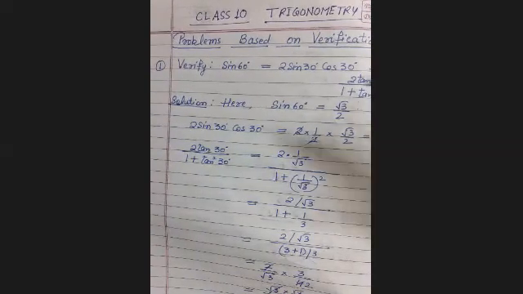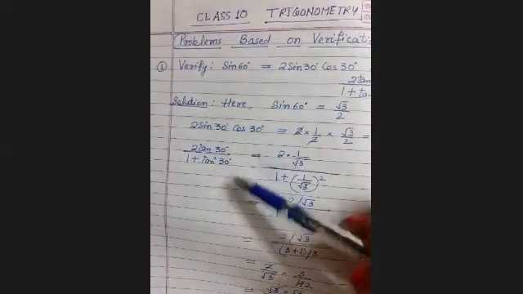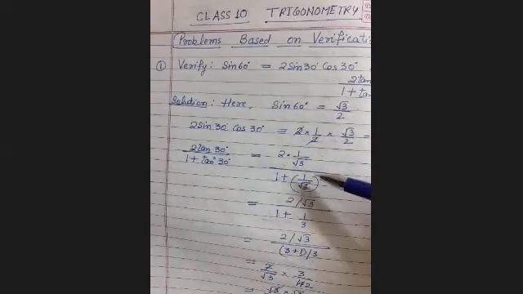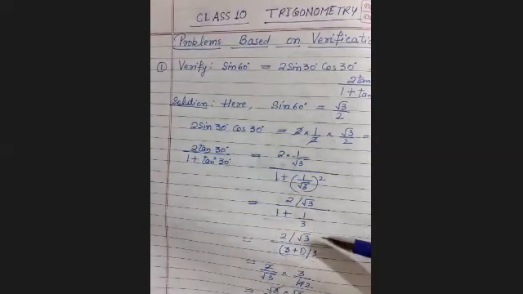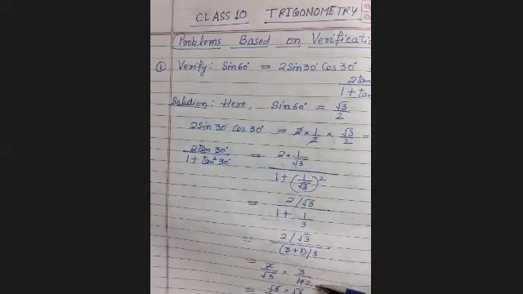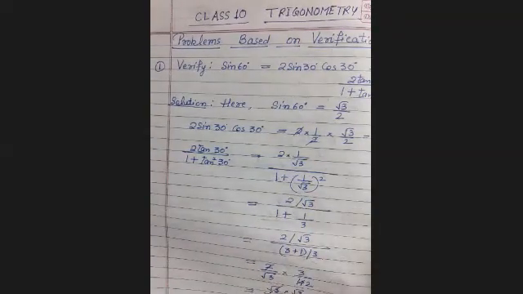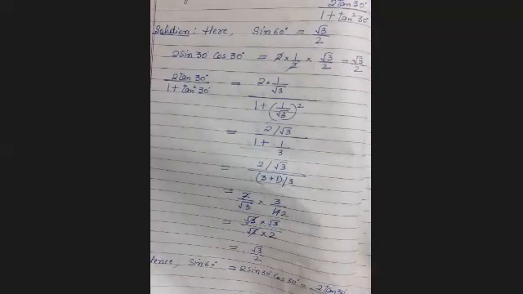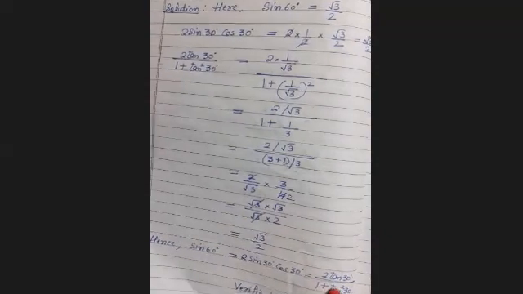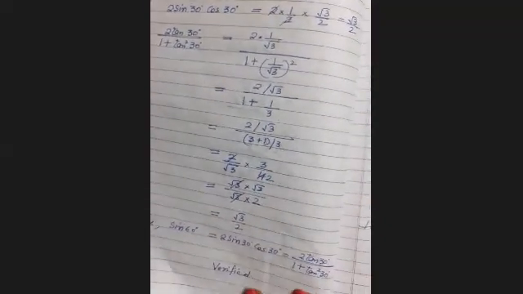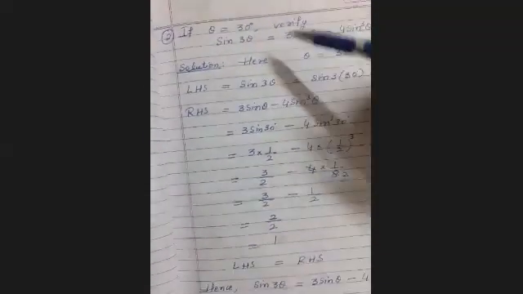Now, next is 2 tan 30 upon 1 plus tan square 30. Here the value of tan 30 is 1 by root 3 in both numerator and denominator, and squaring we are getting 1 by 3. 1 plus 1 by 3, we are simplifying it. We are getting 4 by 3, which will become 3 by 4, and 2 by root 3 as it is. By simplifying it, we are getting again root 3 by 2. You can see here in all the expressions, they are root 3 by 2. That's why sine 60 equal to 2 sine 30 cos 30 equal to 2 tan 30 upon 1 plus tan square 30. Hence it is verified.